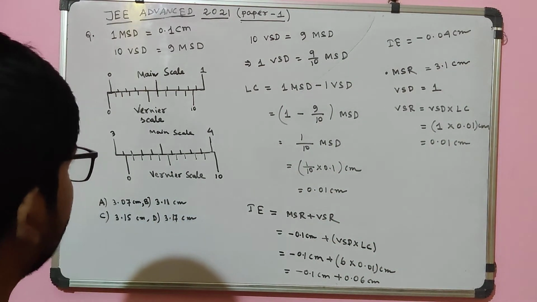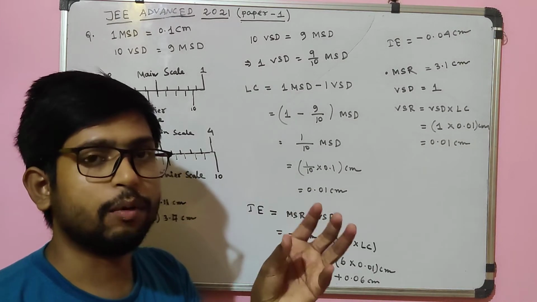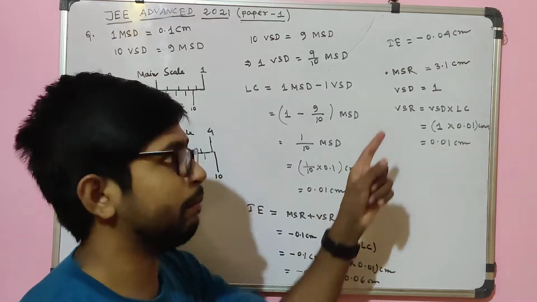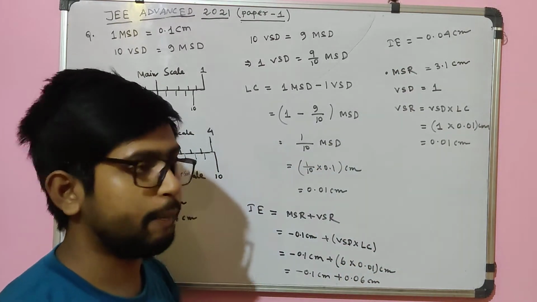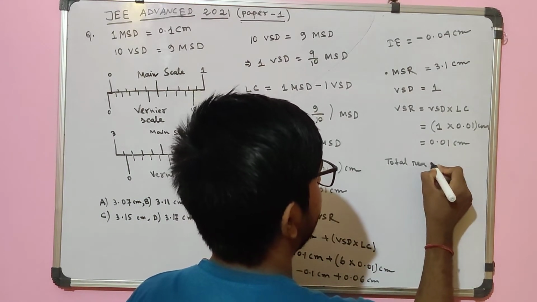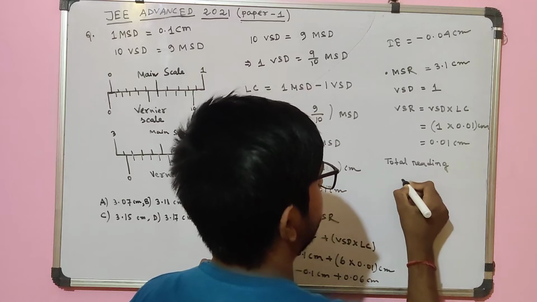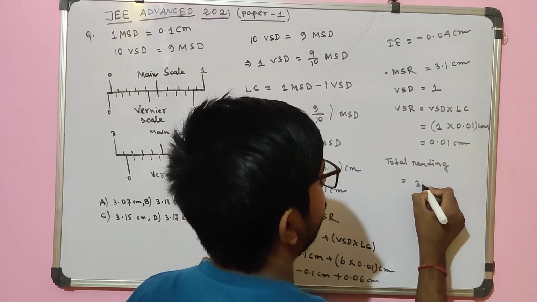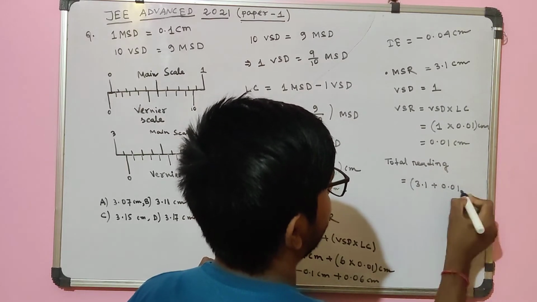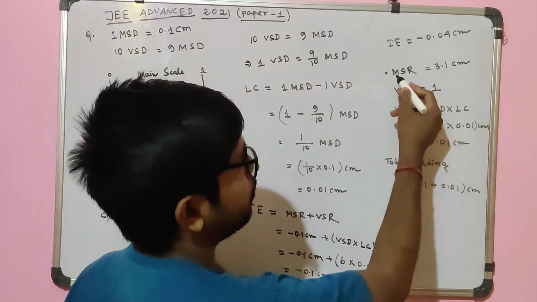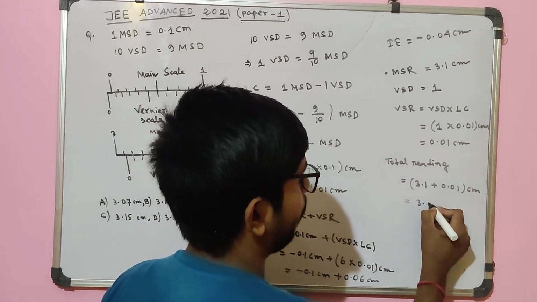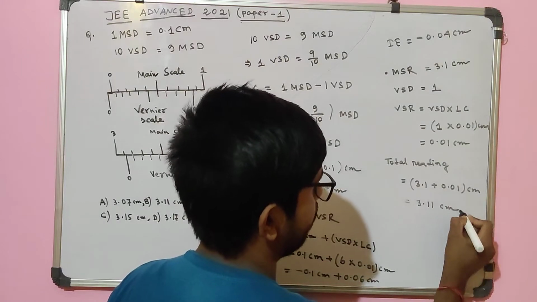Now, what will be the total reading when the spherical ball is put in between the two jaws? It will be nothing but main scale reading plus Vernier scale reading. So the total reading will be nothing but 3.1 plus 0.01 centimeters, because total reading is main scale reading plus Vernier scale reading. So the value will be 3.11 centimeters.